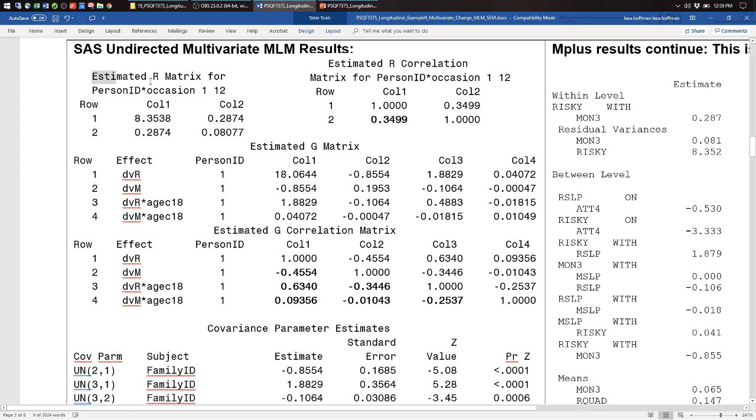So we've got the R matrix. Remember what's in R? Vocabulary time. Level 1 or level 2? Level 1. Yeah, so these are level 1 residuals. So 8.3 is the residual variance at level 1 for risky behavior. 0.08 is the residual variance for monitoring. Now, why are these numbers so different? Because these variables are on different scales. Risky behavior is a sum and monitoring is a mean.